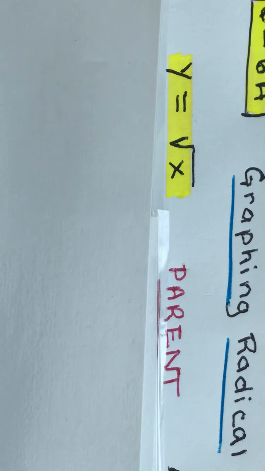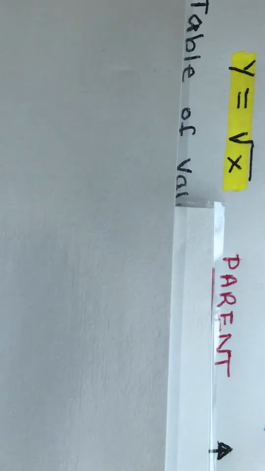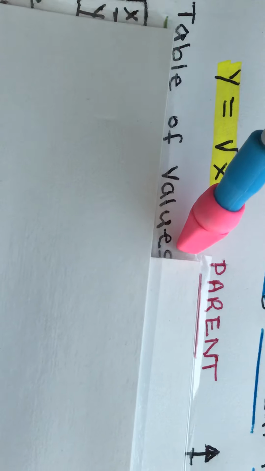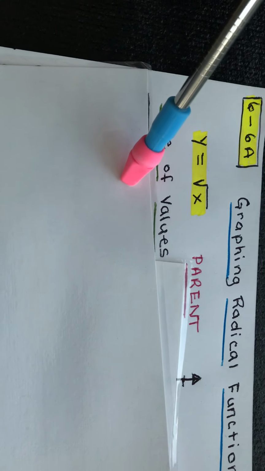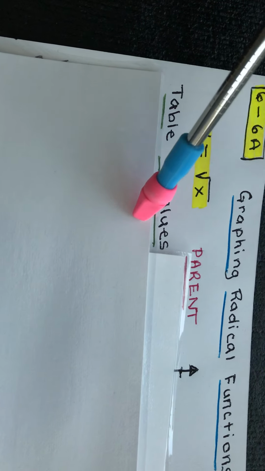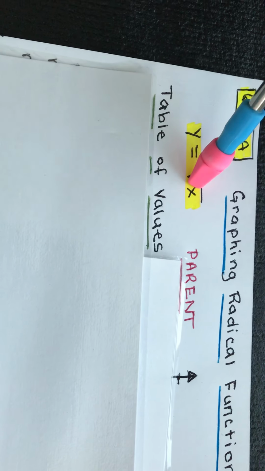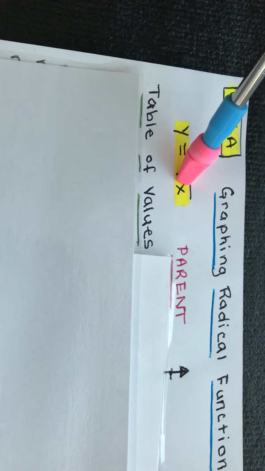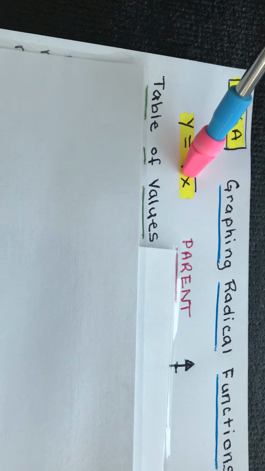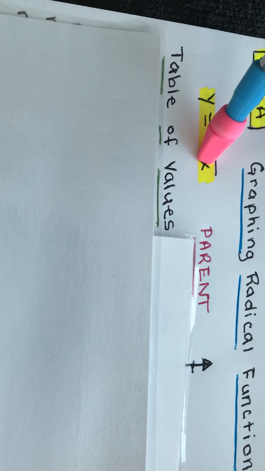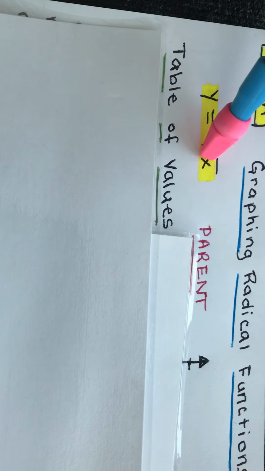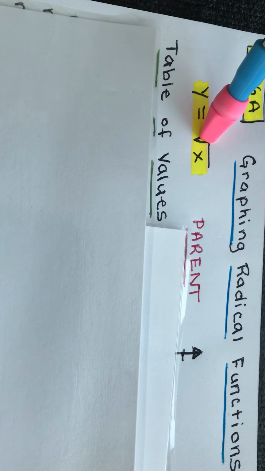So what we need to do is make a fancy table of values. So let's go ahead and make a table of values. Now to start off with our table of values, our xy table, we need to figure out what numbers would be good to replace this x. What can I substitute into x? What nice numbers can I substitute into x so that I can square root?